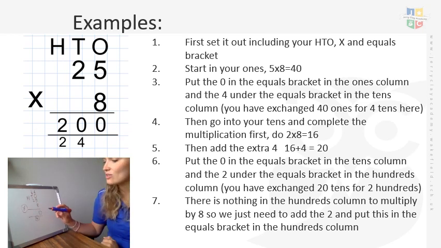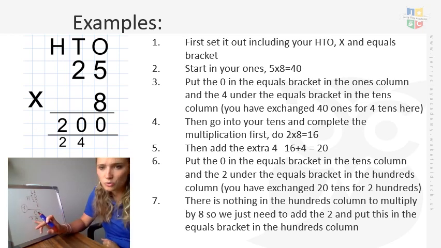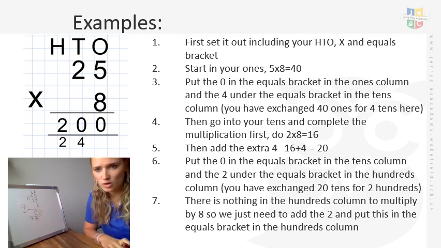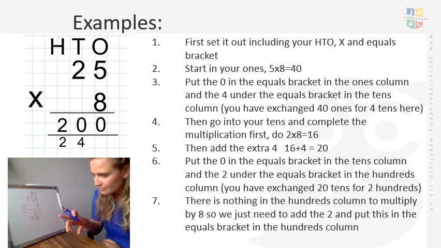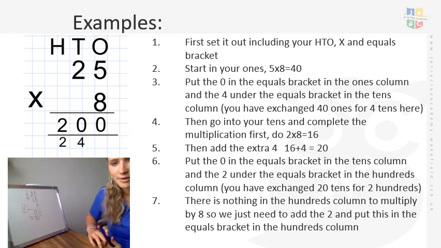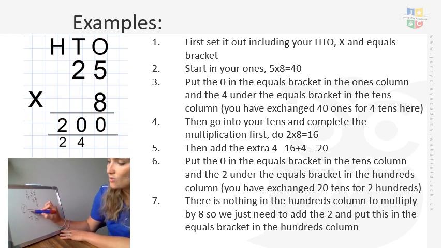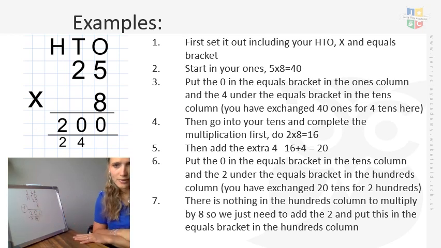I must exchange. So this time, my 0 would be in my tens column and my 2 would be under my hundreds column. Now remembering that my 2 actually represents 200 because I've exchanged 20 tens for 200. Now I can look in my hundreds column. I've got nothing times 8, which when I times something by 0, it's always 0. And then don't forget to add your extra 2 at the end, so it would be 200. So that's an example of how to have a go at doing this one.